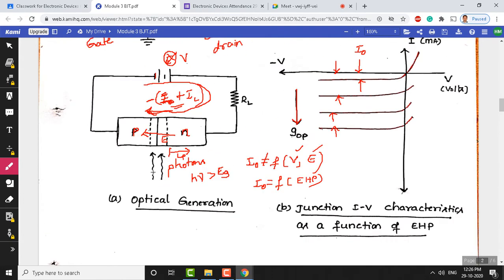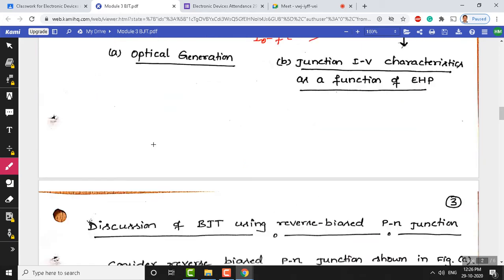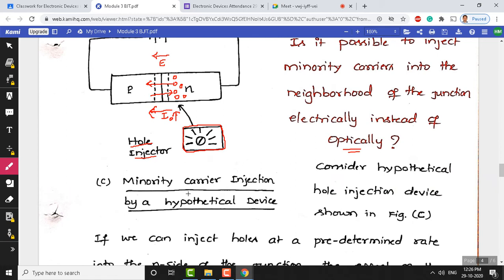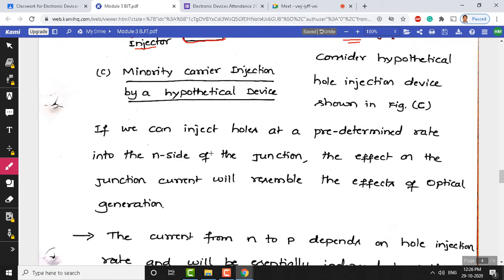Due to the injection of photons, the amount of current that flows here is exactly the same as the current that flows here due to the hole injector. There is not much difference. This diagram shows you the minority carrier injection by a hypothetical device. This is a hole injector, holes are injected here. So minority carriers are injected into the N region here.